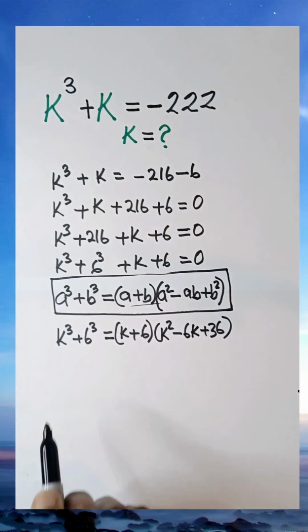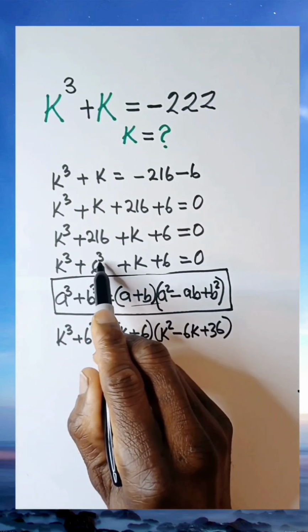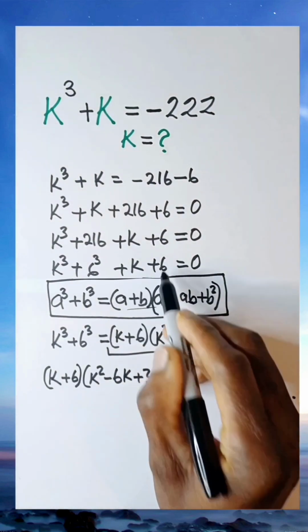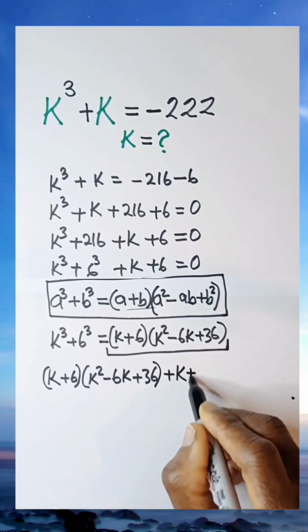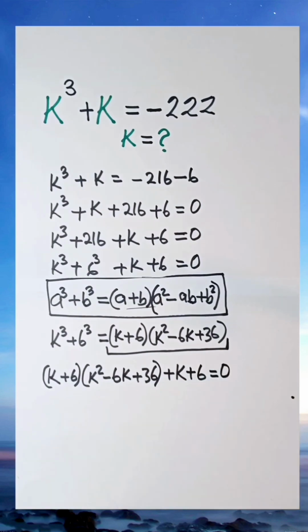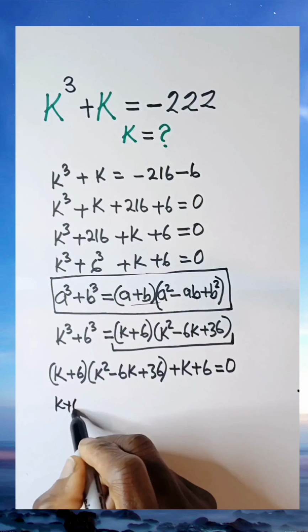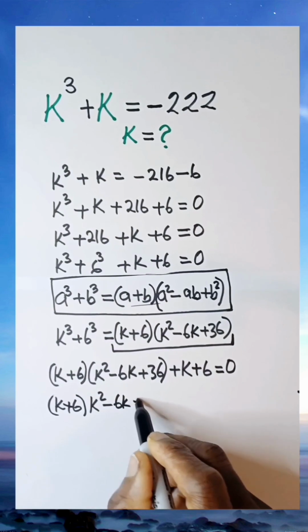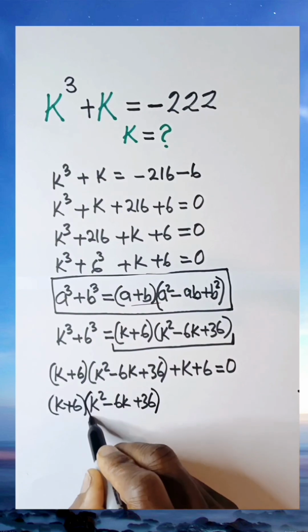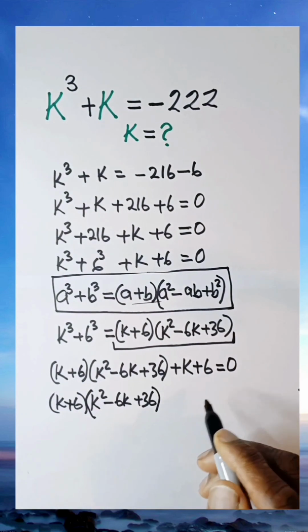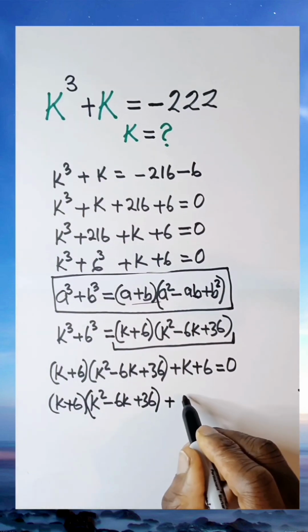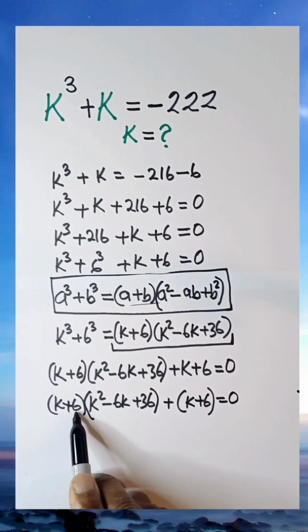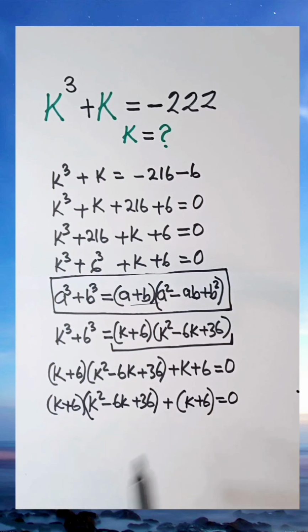The next thing we're going to do is to replace k raised to the power of 3 plus 6 raised to the power of 3 with this expression. Then plus k plus 6 is equal to 0. So we will have k plus 6 times k squared minus 6k plus 36. I'm going to include k plus 6 in a parenthesis. So we have plus k plus 6 is equal to 0. You will notice that k plus 6 is common. We are going to factor out k plus 6.